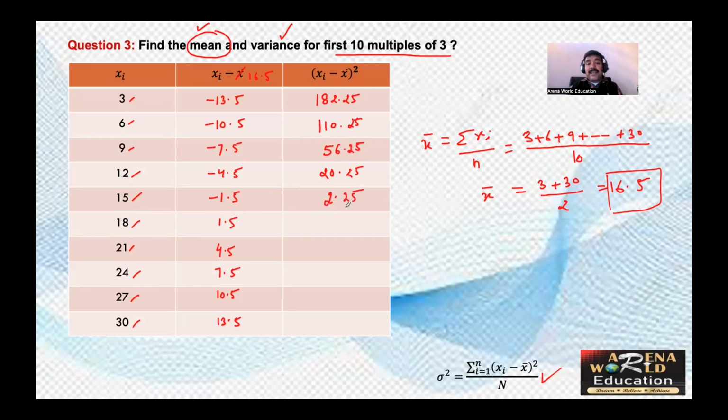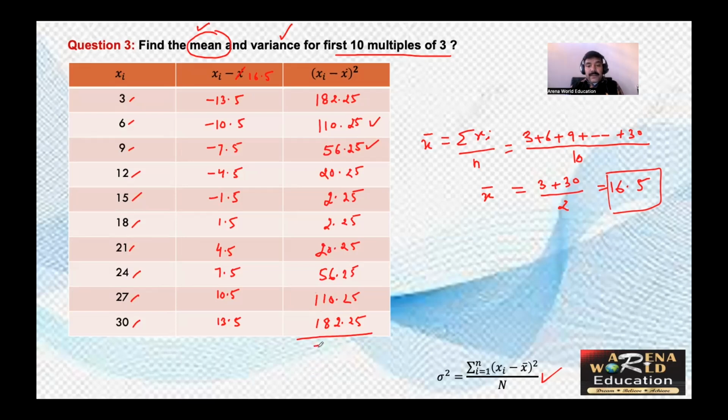Now it is the positive side. So now what we will do? First will be 2.25. Now 4.5 square will be equal to minus 4.5 square, which we have already calculated, so it will be 20.25. Similarly, 7.5 square will be 56.25. And what about 10.5 square? It will be 110.25. And the last one will be 182.25.